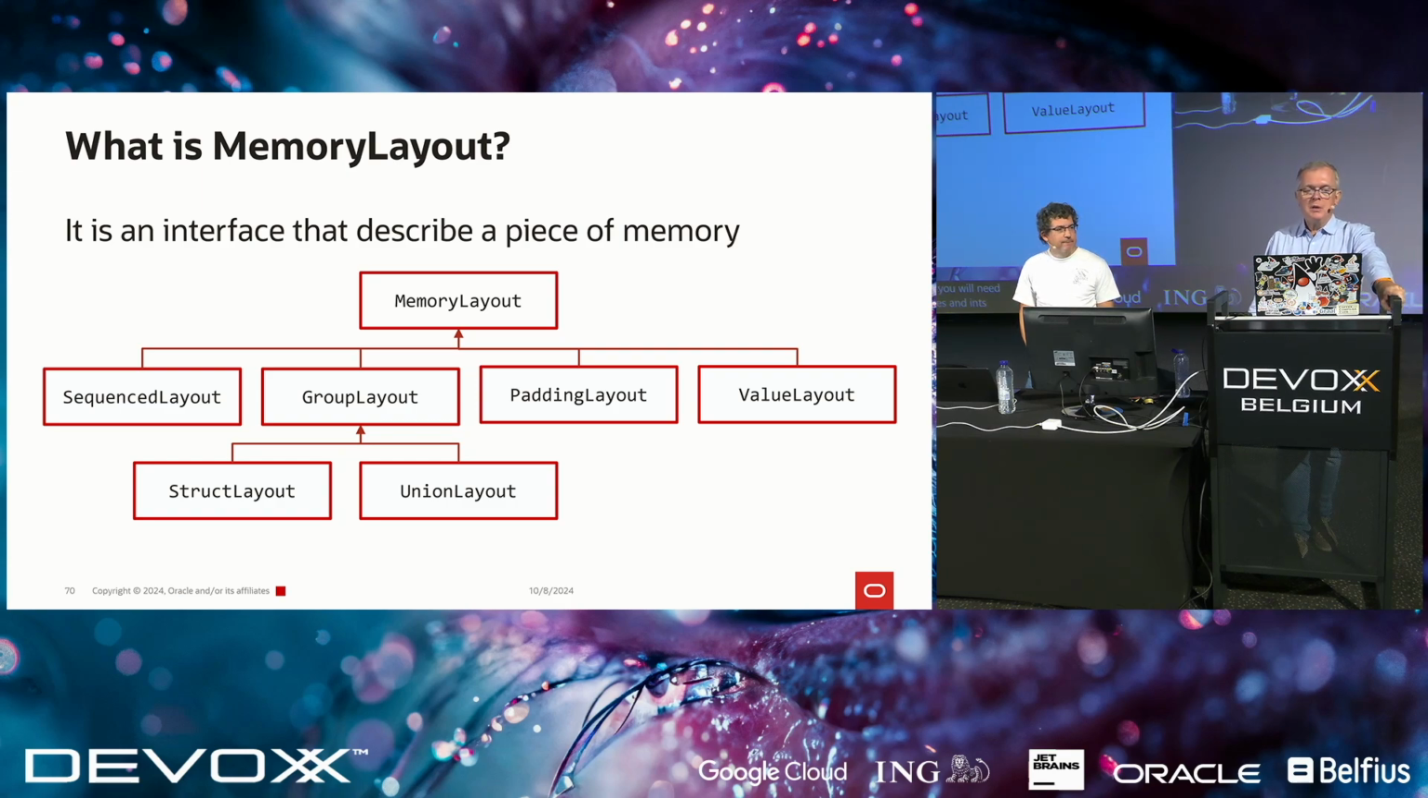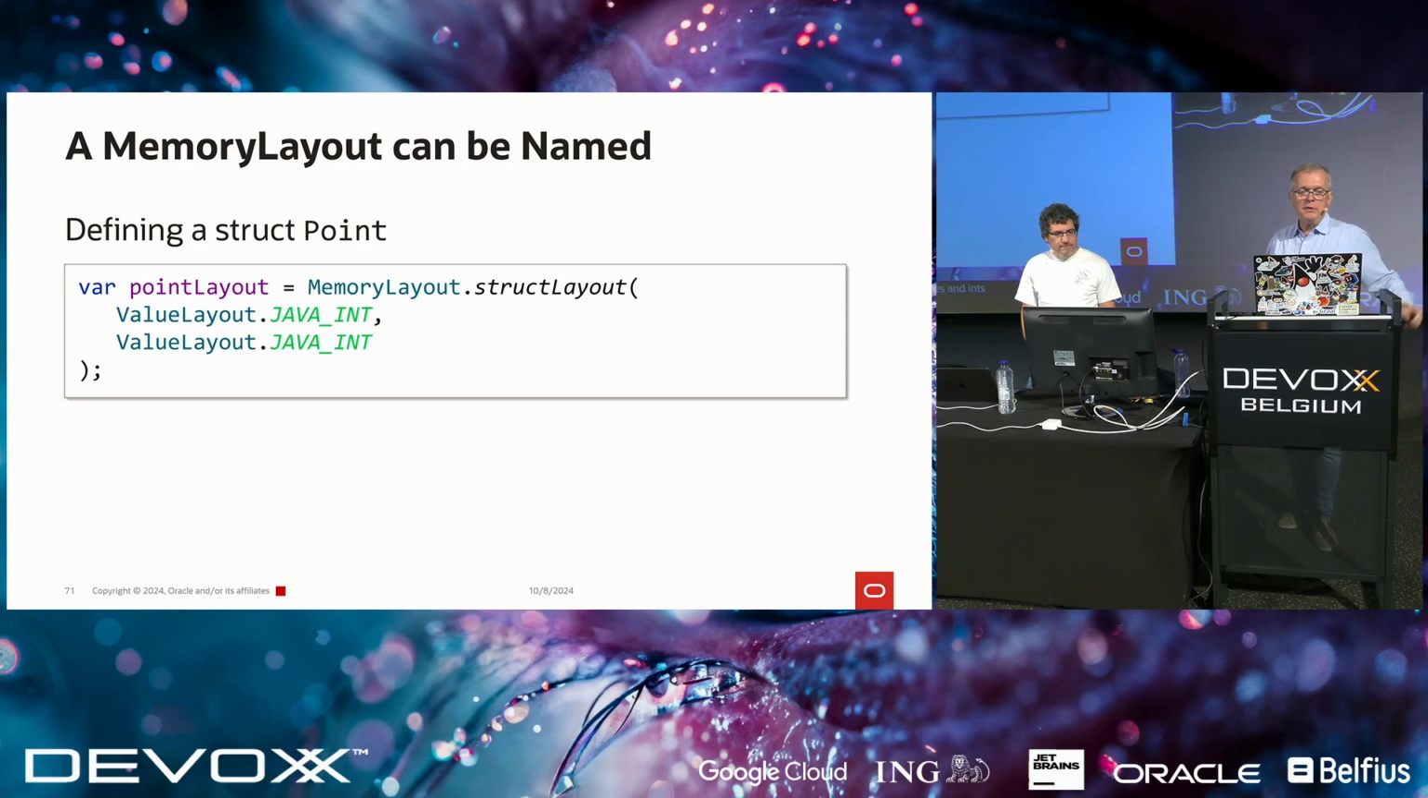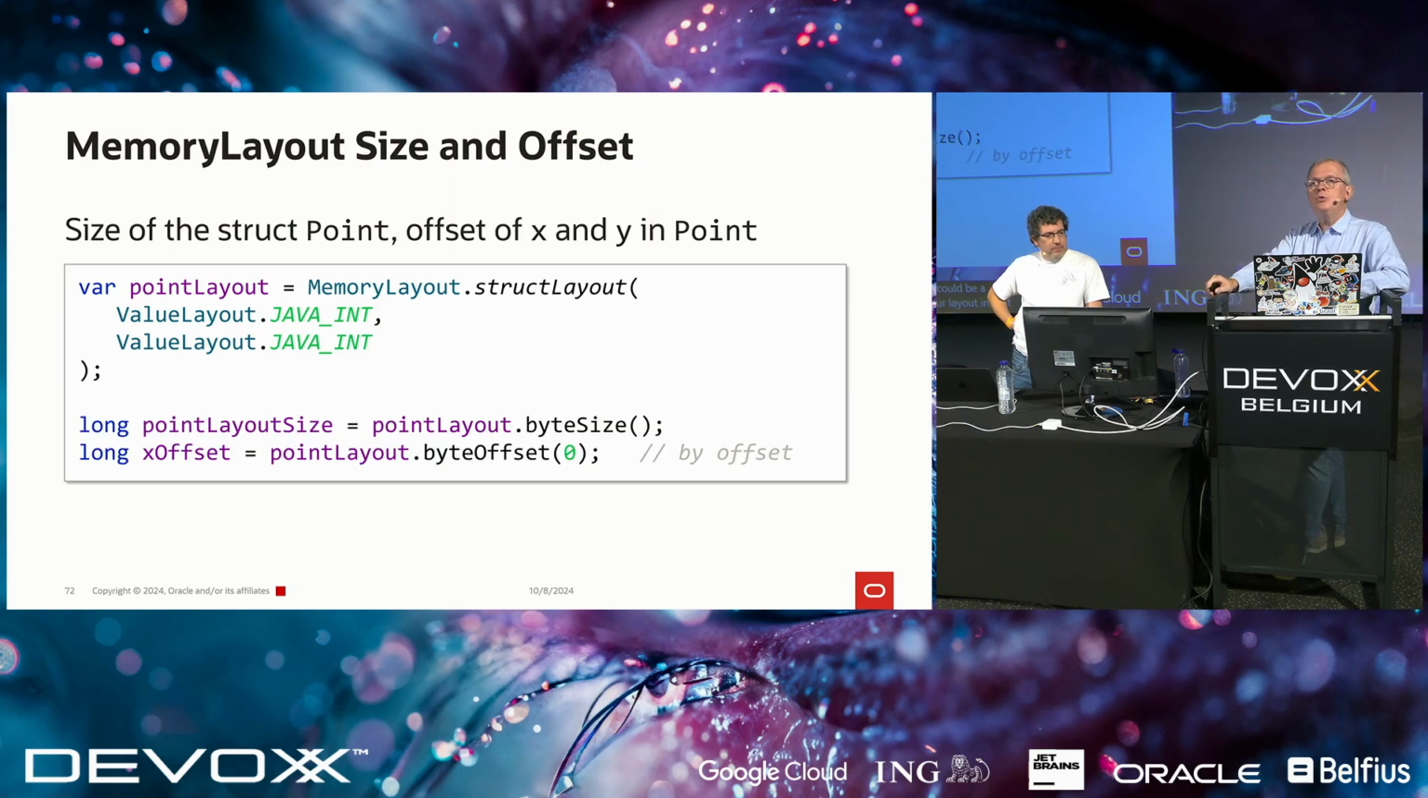So how is a layout defined? Well, that's an example. That's a MemoryLayout.structLayout. So you have a factory method on the interface, and you just define two ValueLayout.JAVA_INT. So that's actually a struct that is made of two ints. It could be a point layout, for instance. If you define your layout in that way, then you will need to access the different components of your struct, I would say by hand.